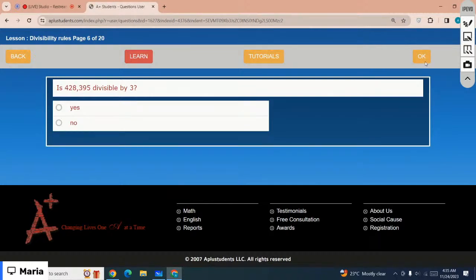Okay, the next one is: is 428,395 divisible by 3? So apply the divisibility rule for 3 and let me know if it is divisible by 3. The rule is that the sum of digits must be divisible by 3, right? Just add up the digits: 4 plus 2 plus 8 plus 3 plus 9 plus 5. Their sum is 31. Is 31 divisible by 3? No. This number is not divisible by 3. The correct option is no.